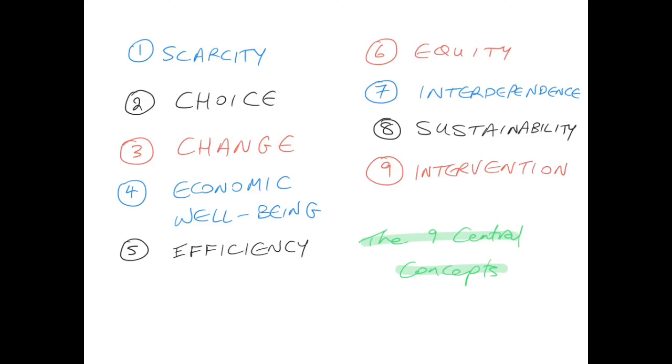The first one is scarcity. The second one is choice. The third one is change. The fourth one is economic well-being. The fifth one is efficiency. Sixth one is equity. Seventh, interdependence. 8, sustainability. And 9, intervention. You should be able to seek out these concepts within the topics that you're studying and within the real-life examples that you are analyzing, and try to tease them out and draw links between the 9 central concepts.